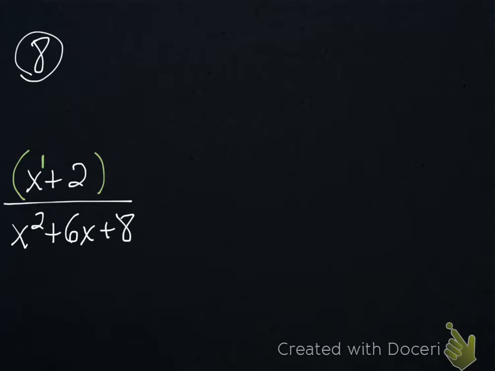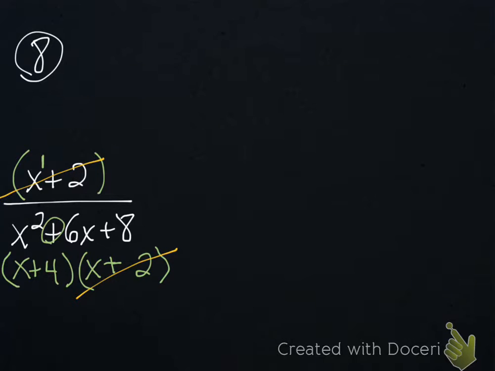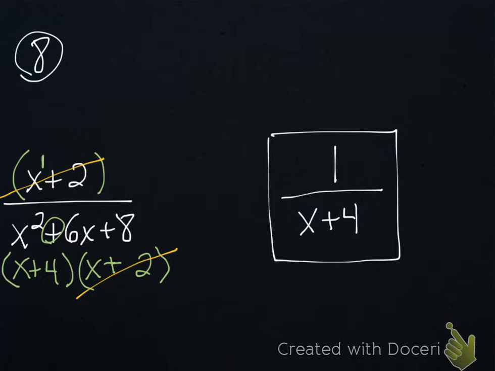In the denominator, I have a quadratic, so we need to factor it. X's are in front. What multiplies to give me 8? 4 and 2. Both of them are positive because the 6 is positive in the middle. Now which terms cancel? X plus 2 and x plus 2 cancel out. What's going to be left in the numerator? 1. Anytime everything cancels out, you're always left with a 1. We have an x plus 4 in the denominator.